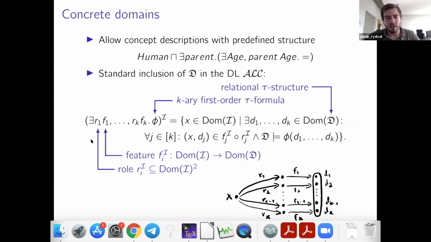So an individual is contained in a concept of this form in an interpretation I, if it has some successors with respect to the roles Ri, and these successors, which are denoted by the first column of black dots, have some function values with respect to the partial functions Fi in the concrete domain. And now this tuple that is formed by this assignment should satisfy indeed this formula phi. So this is the general concept definition.